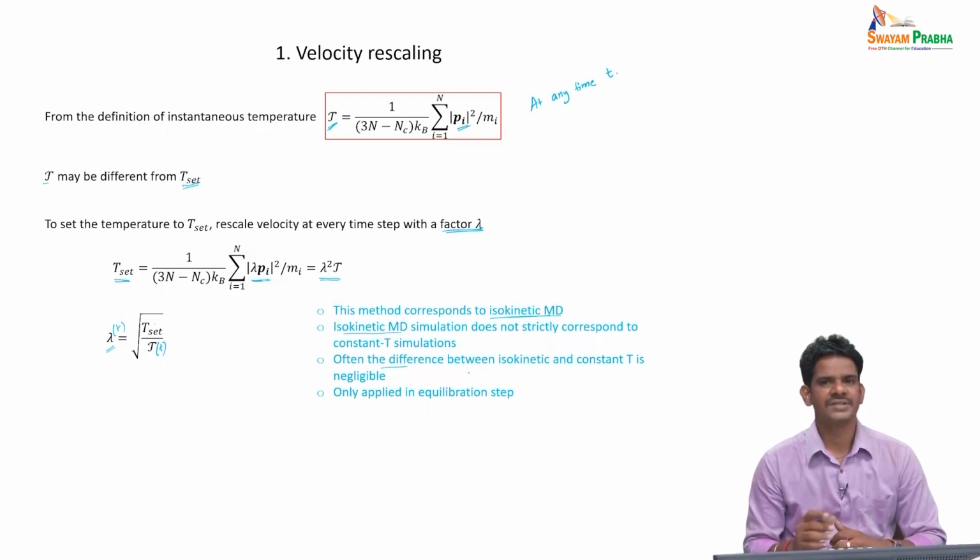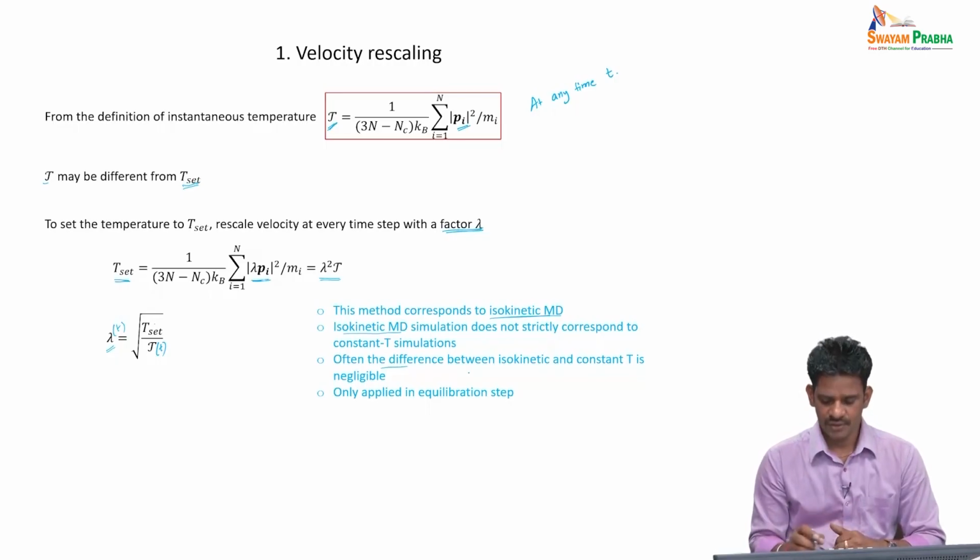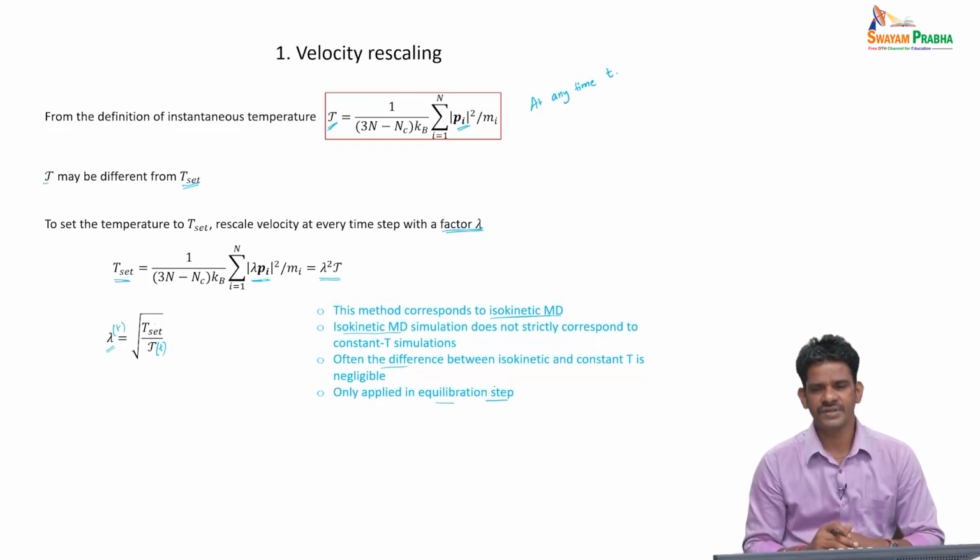Because of this ad hoc way of rescaling the temperature at every time step, and the fact that it can be slightly different from isothermal conditions, we apply these rescaling methods only during the equilibration step, so that the temperature can be set very quickly. Whereas in the production run, where we make measurements of velocity autocorrelation functions or transport properties, we have to look at better methods which are more reliable and more accurate.